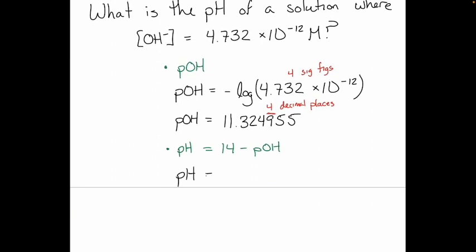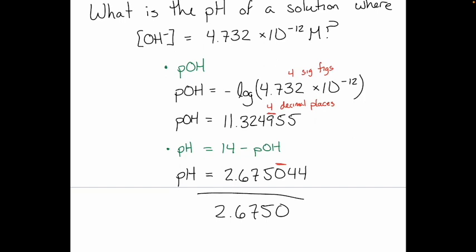So this would leave me with a pH of 2.675044, but my sig figs are again those 4 decimal places. So final answer, 2.6750. Is this solution acidic or basic? Acidic, right? I got that low pH value, lower than 7.